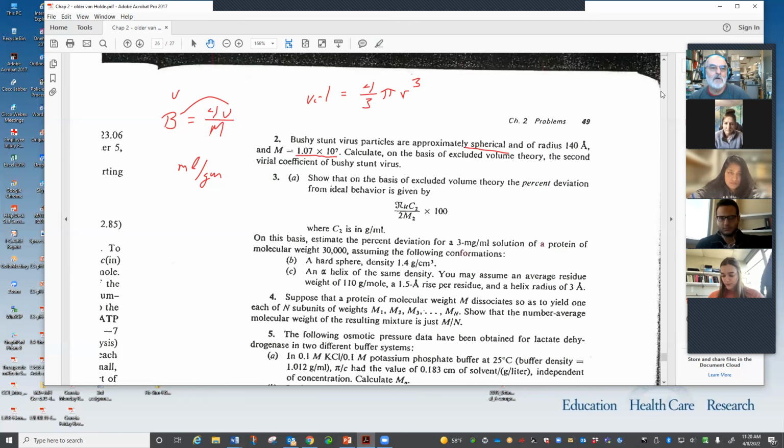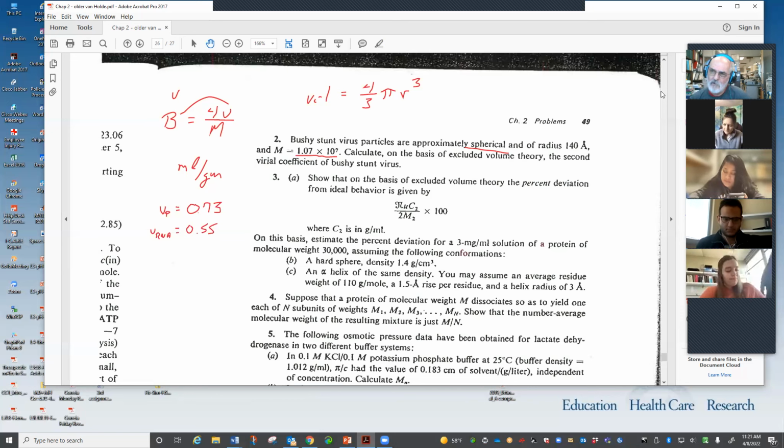So what's a typical V bar for a protein? Can anybody tell me? 0.73 milliliters per gram. So this is protein. Can anybody tell me what the V bar of RNA is? It's typically around 0.55. That's a little bit more mysterious.